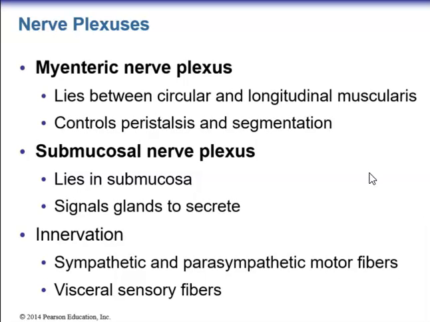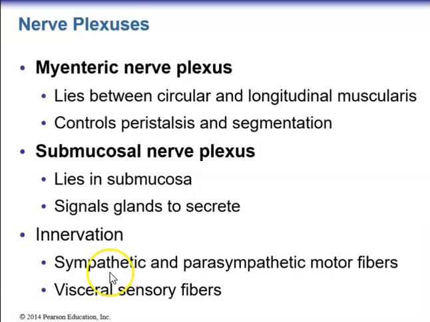We have different nerve plexuses that will innervate our smooth muscle. We have the myenteric nerve plexus that lies between the circular and longitudinal muscularis layer. This helps control peristalsis as well as segmentation within the GI. And then we have our submucosal nerve plexus that will lie in the submucosa, helps to signal glands to secrete. Innervation of the digestive system, we have sympathetic and parasympathetic motor fibers, as well as visceral sensory fibers.